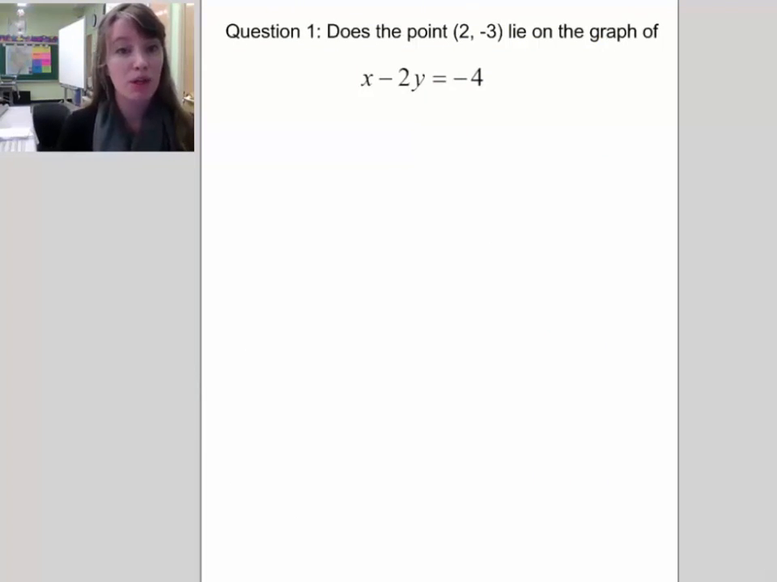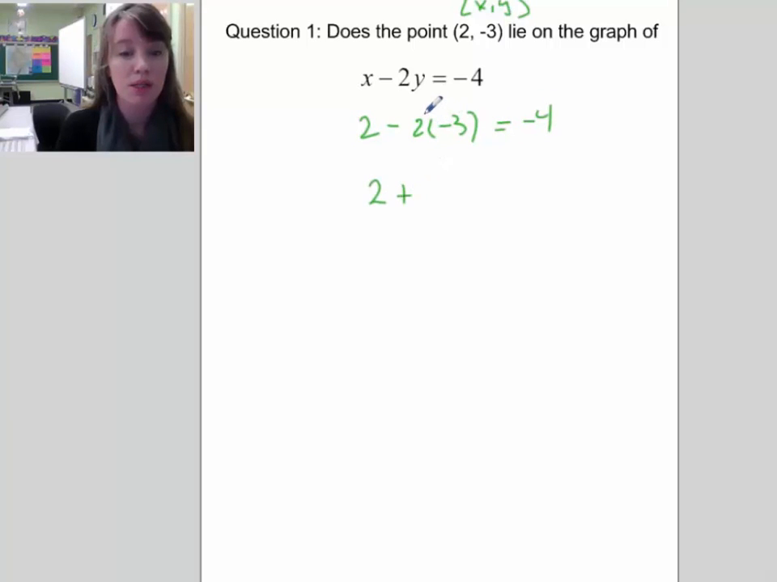Question number 1, does the point (2, -3) lie on the graph of x minus 2y is equal to 4? Well, think about it this way. If this point lies on the line, then it's a solution. If it's a solution, then I can substitute the x, y values into the equation to make the left-hand side equal to the right-hand side. Okay, so let's try this out. 2 minus 2 times negative 3 is equal to 4. We'd have 2 minus negative 6, which ends up being plus because you're going to have a negative 6 here.